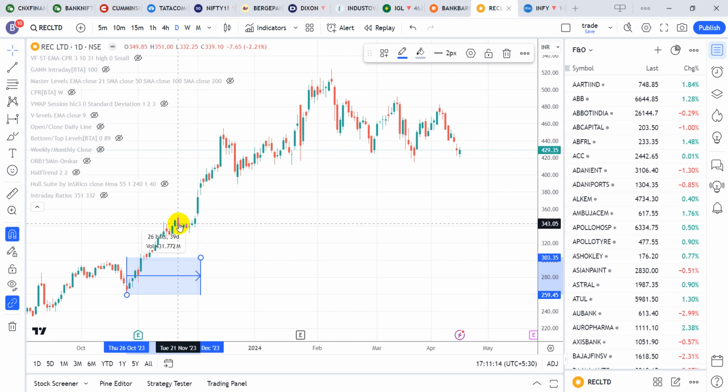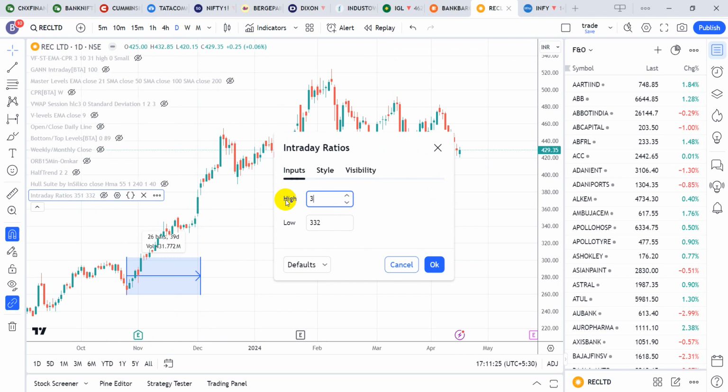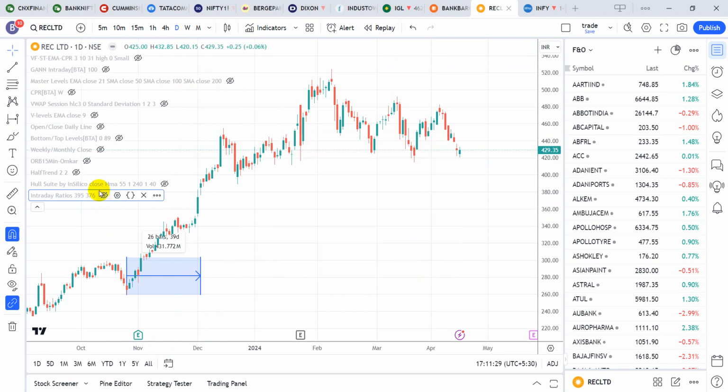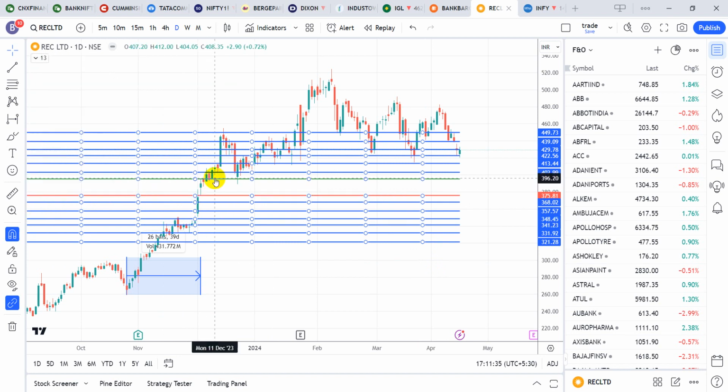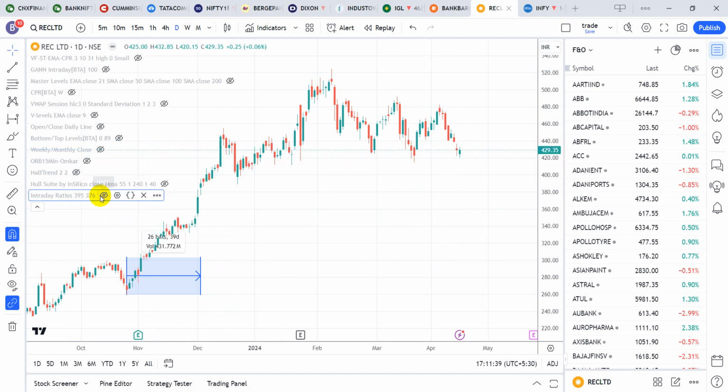Suppose you miss a trade here because of some reasons, you can take this bar trade also. The high is 395 and the low is 376. Again, go to settings, 395, 376. Click OK. See here, it gave you an entry here. The stop loss is this, and then all targets, 1, 2, 3, were done. This is a very simple way you can use this technique.